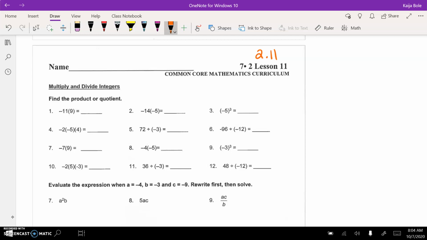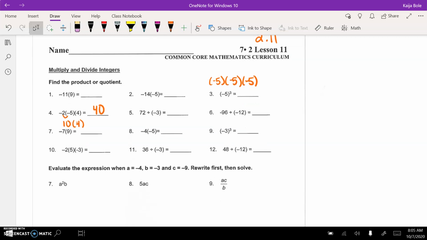Now, the first section here, 1 through 12, is pretty much straight up multiplying and dividing. For things like, say, number 4, you go from left to right, so you would do the -2 times -5 first, which would be 10, then times the 4, so your answer here would be 40, okay? On number 3, a little reminder, -5 to the third would be -5 times -5 times -5, okay? So that should help you out with the first one.